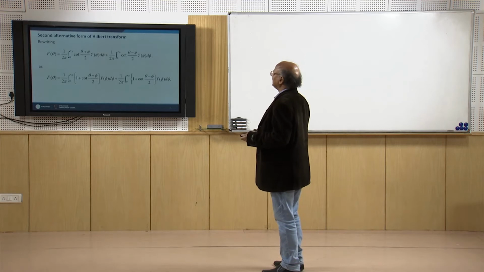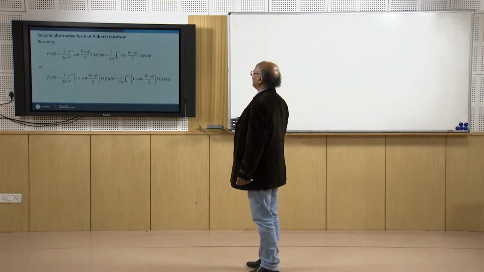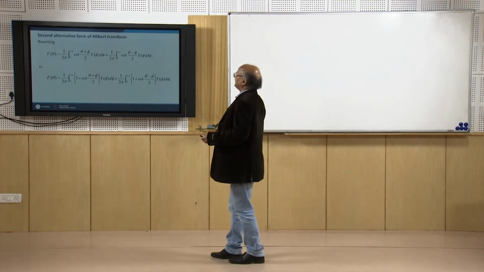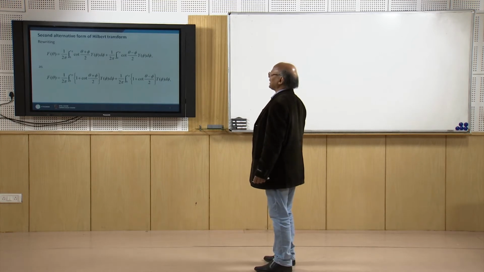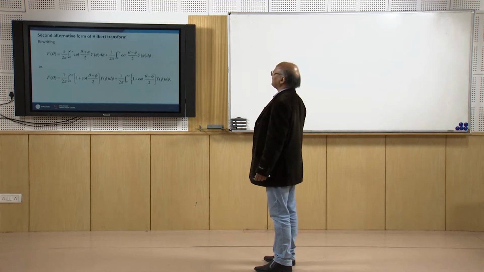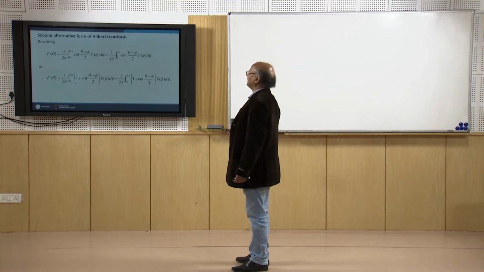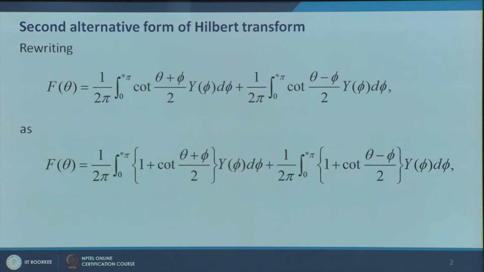We are going to now discuss the second alternative form of the Hilbert transform pair. Let us recall that in the first alternative form, we had written capital F theta in this form, and then we combined these two forms and got the first alternative form of the Hilbert transform pair by replacing phi by minus phi in the first integral. So, this was our first integral, and now let us see, we can write it like this.